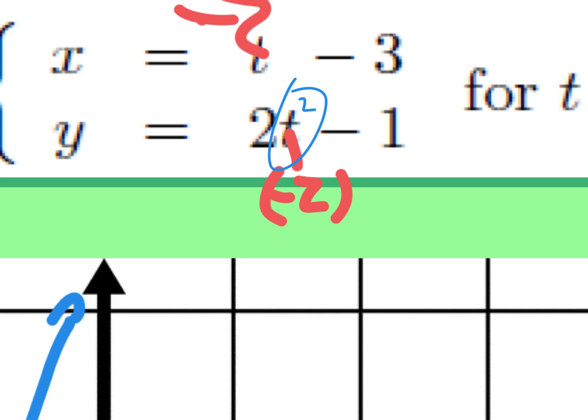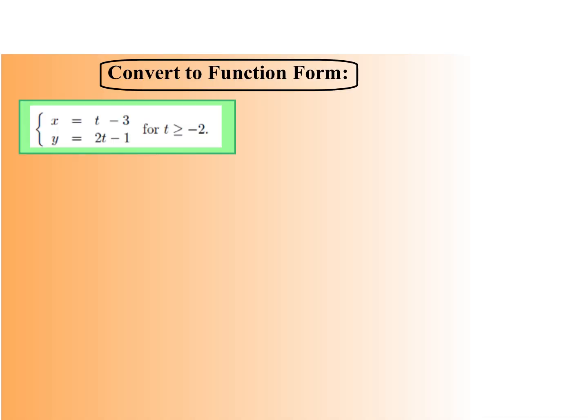All right, move on. Everybody get to this page. Now, it says convert to function form. I would prefer to say convert it to rectangular, because you got used to converting things to rectangular on our last test.